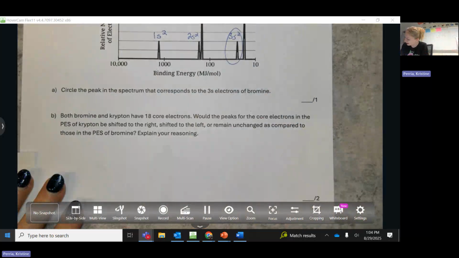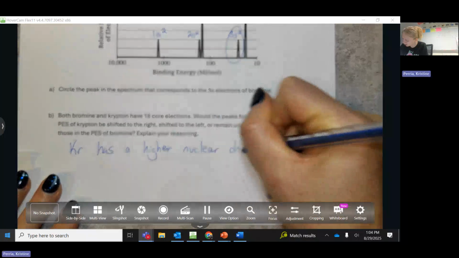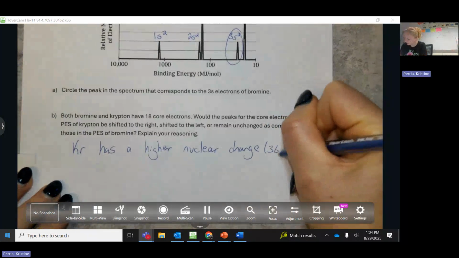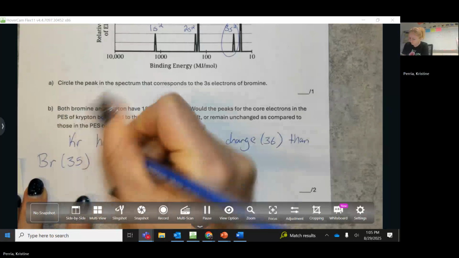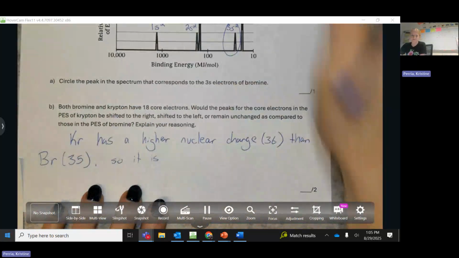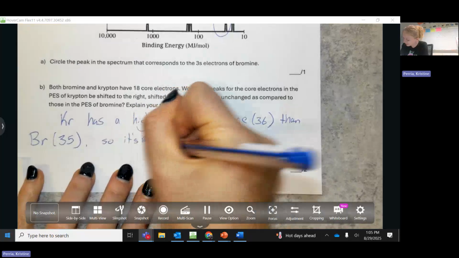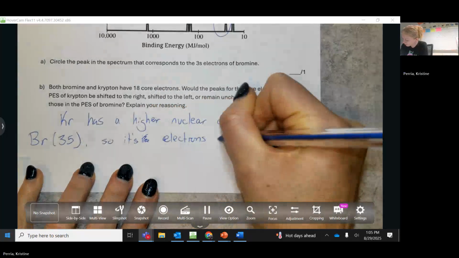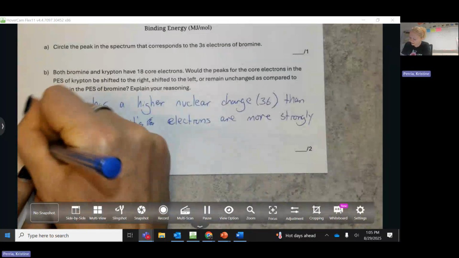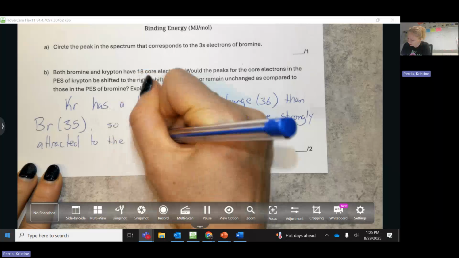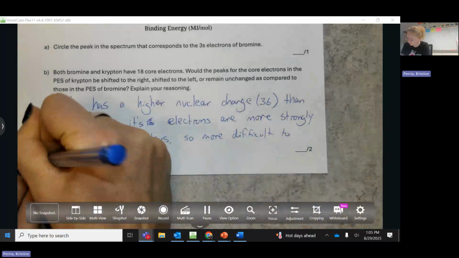Okay, so we would say Kr has a higher nuclear charge. I can be specific, and I'll say 36, right? That's how many protons. Than bromine, which has 35. So it's like holding on to its electrons closer. So I'm going to say its electrons are strongly attracted to the nucleus, so more difficult to remove.